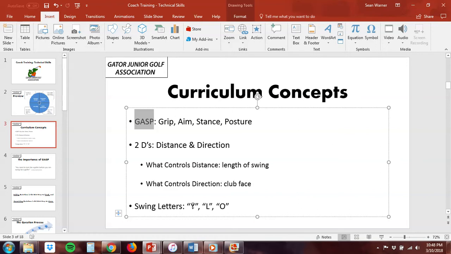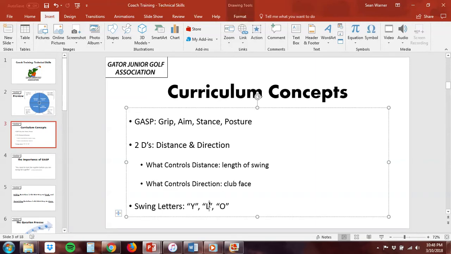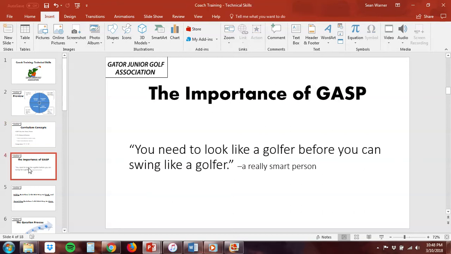And then the swing letters. The Y is made with your arms and the club. Go ahead and refer to the curriculum PowerPoint if you're interested in visualizing what the Y is. The L is where we hinge our wrists, and the O is the big full swing. We always want to refer to the letters because kids really like letters and acronyms. GASP is like inhaling, and they like that kind of stuff. So GASP, two D's, and then the swing letter. Keep it really, really simple.